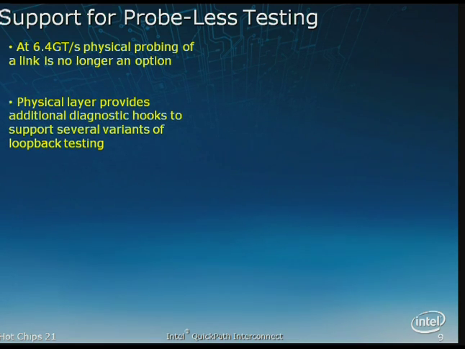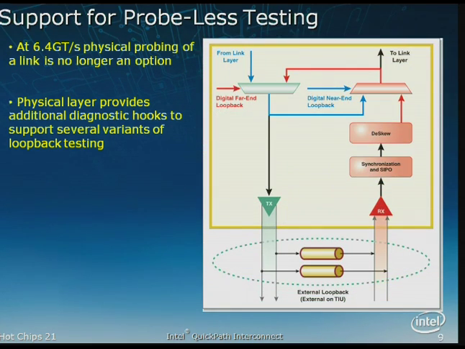So QPI has provided, at the physical layer, 3 levels of loopback. The first one is called near-end loopback, digital near-end loopback. All this does is take the TX and loop it back to the RX. So now you can just send messages to yourself, and you can test your internal logic.